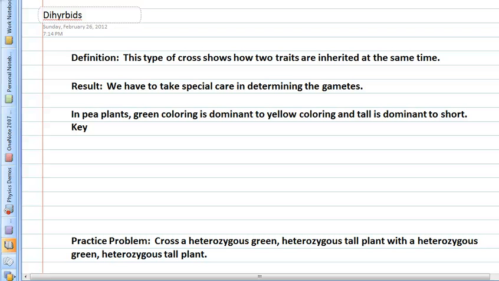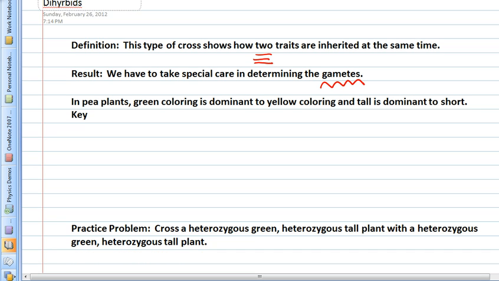Dihybrid crosses work in all the same ways and can be used with any of the crosses that we've already discussed. The only difference with them is that we are going to be focusing on two traits at the same time. So what we have to make sure of is that we take special care when we determine the gametes, determine what each parent could possibly be passing down.